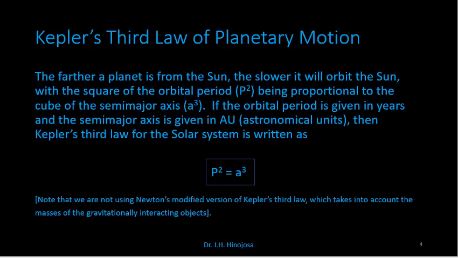Kepler's third law of planetary motion tells us that the farther a planet is from the Sun, the slower it will orbit the Sun, with the square of the orbital period, in other words p squared, being proportional to the cube of the semi-major axis, or a cubed. Now, if the orbital period is given in years and the semi-major axis is given in astronomical units, then Kepler's third law for the solar system can be written as p squared equals a cubed.